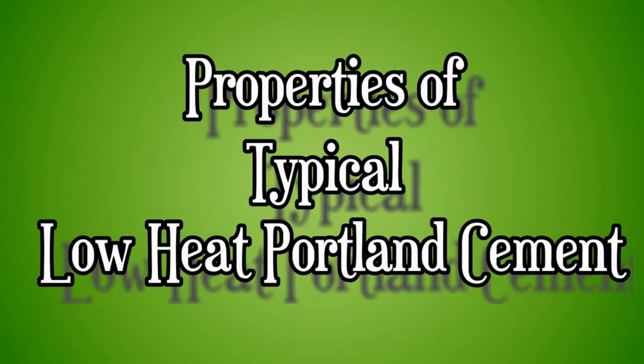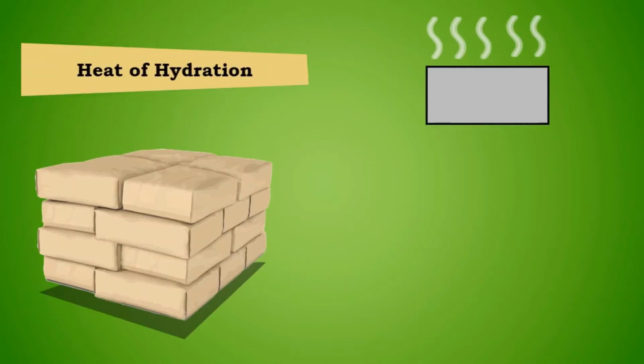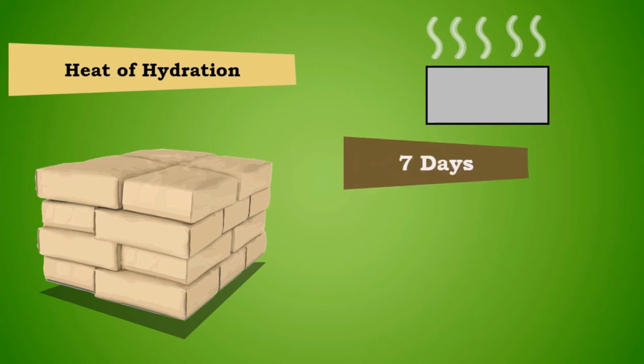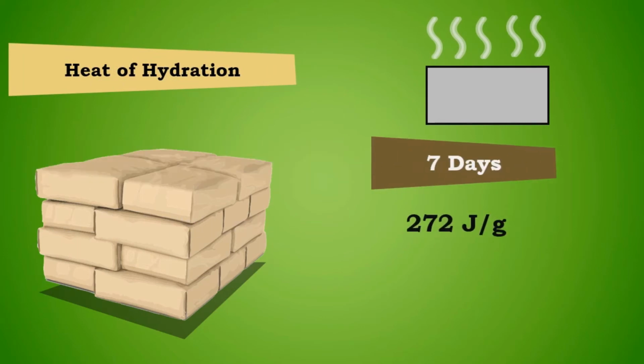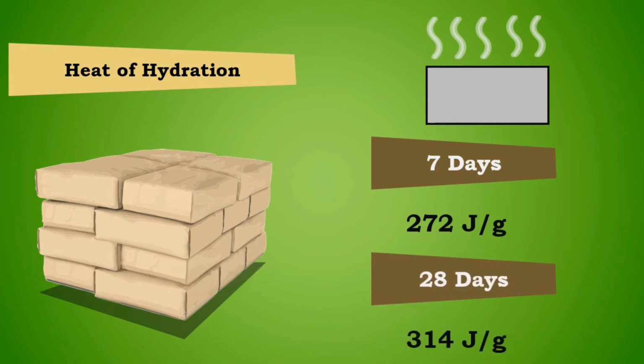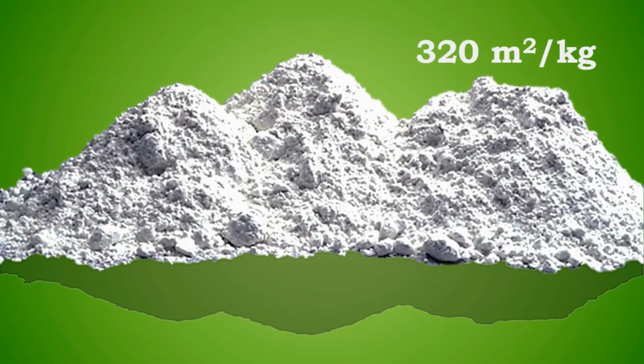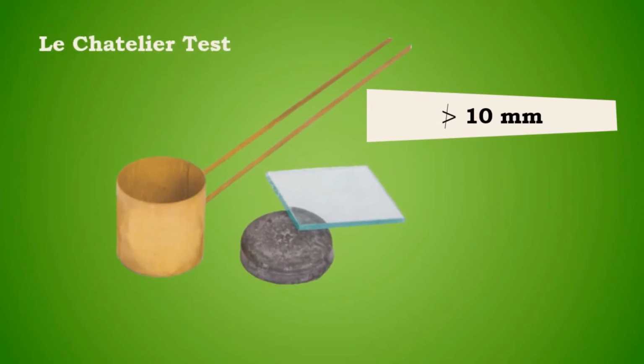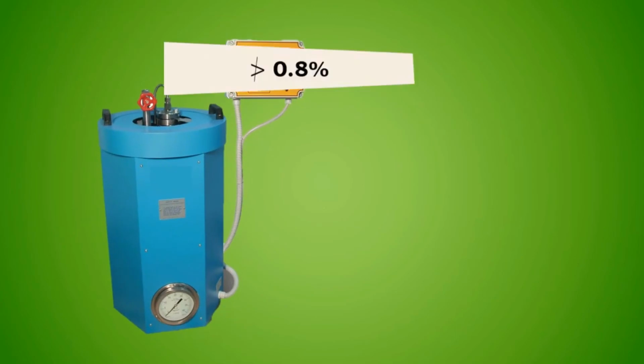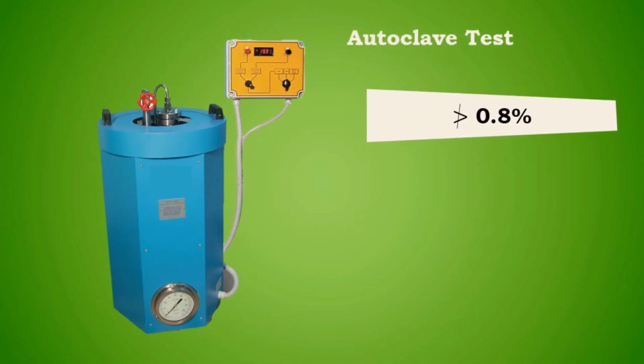Properties of typical low heat Portland cement are very important to understand. The heat of hydration released in 7 days is 272 joules per gram, whereas in 28 days it is more than 300 joules per gram. The fineness of the low heat cement is 320 meter square per kg, which is more than the ordinary Portland cement. The expansion of the low heat cement should not be greater than 10 mm in the Le-Chatelier test or 0.8% in the autoclave test.